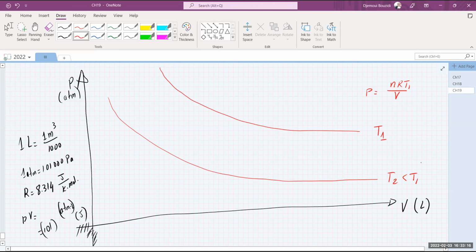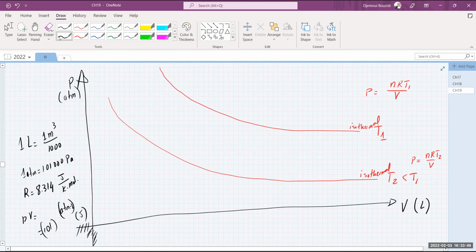So this is another isothermal, P equals nRT2 divided by V. T2 never changes on this line. It's the same thing. So this is an isothermal, and this is another isothermal, at two different temperatures, okay? The higher the temperature, the higher the curve on the PV diagram. The lower the temperature, the lower it is on the PV diagram. That answers that question. Okay.